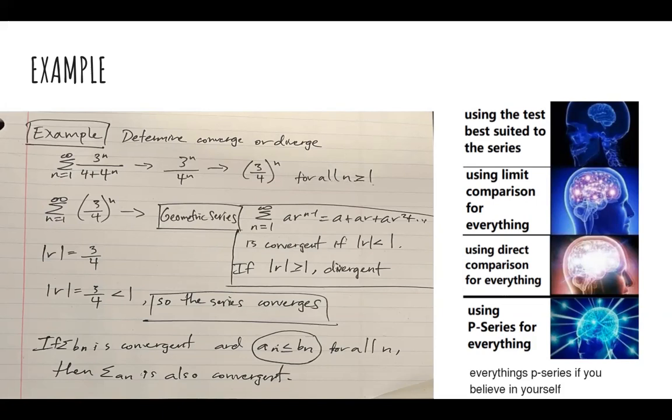of n equals 1 to infinity of ar to the power of n minus 1, which is equal to a plus ar plus ar squared, and so on. If the absolute value of r is less than 1, it is convergent, and if the absolute value of r is greater than or equal to 1, it is divergent. In this case, our absolute value of r is 3 over 4, and it is less than 1, so the series converges. And as seen below, a sub n is less than b sub n for all n, so then a sub n is also convergent.